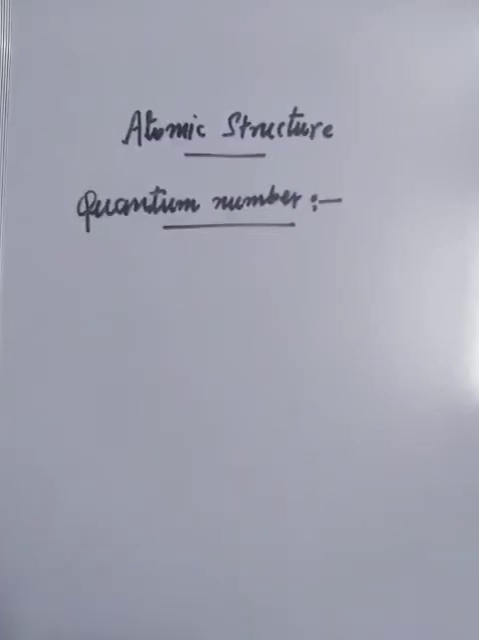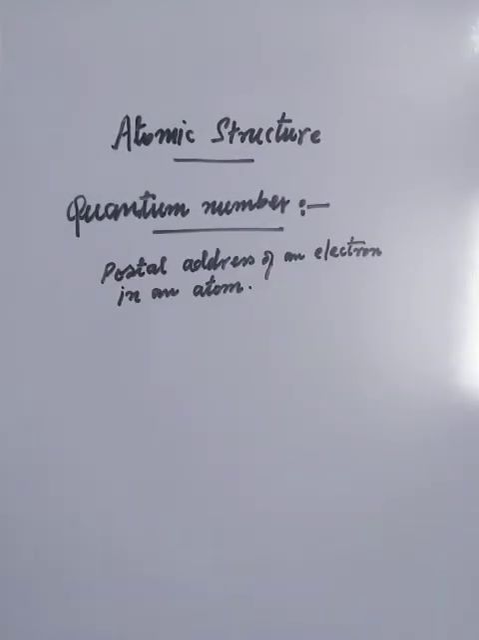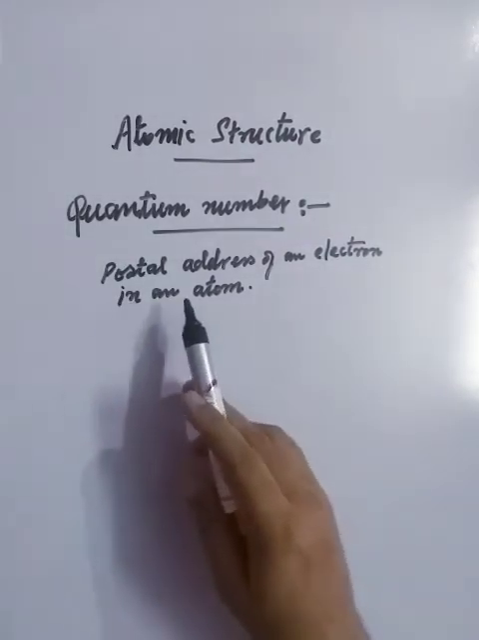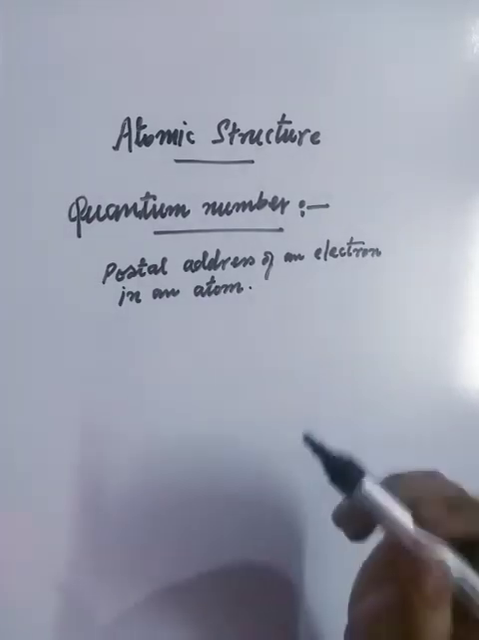Everyone, in this video I am going to take the topic atomic structure, and under atomic structure we are going to focus on quantum number. So now what is quantum number? Quantum number is the postal address of an electron in an atom.